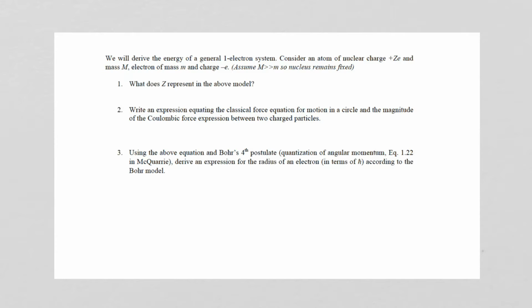Okay, so first question asks us what Z represents in our model that was described above. So where we have a nuclear charge of plus Ze and a mass m, electron mass of little m, and charge of minus e. So in this case, Z is representing our atomic number, also known as your number of protons.